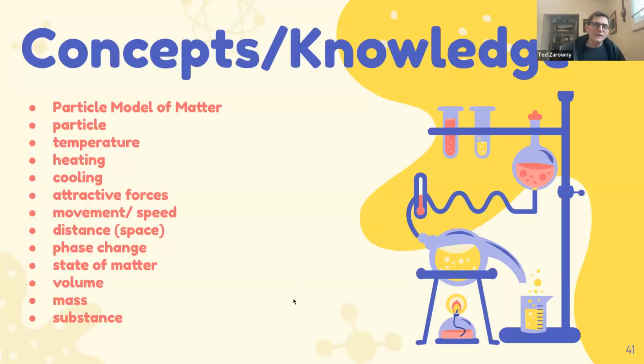So again, we just read a list of all those things. A lot of them they're probably aware of. They probably know a general idea of what speed is, what distance is. They may need a reminder about volume and mass, but they'll be familiar with temperature and heating and cooling. And they need to be reminded of particle. But if you're not too sure about some of them, here are some activities that might help you out a little bit.